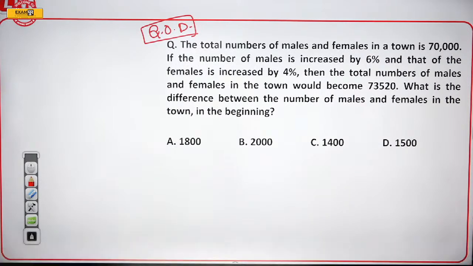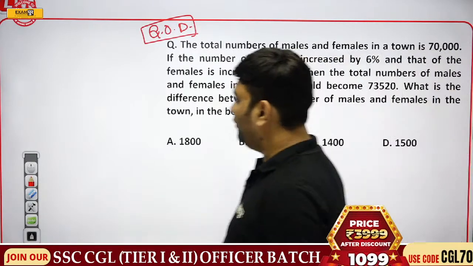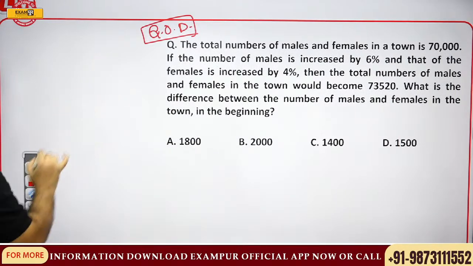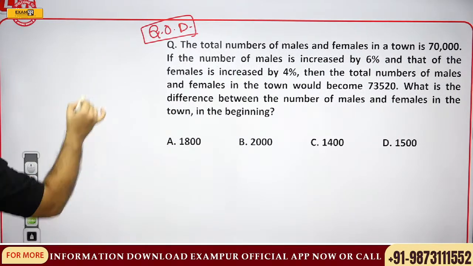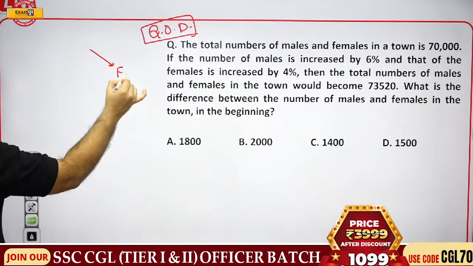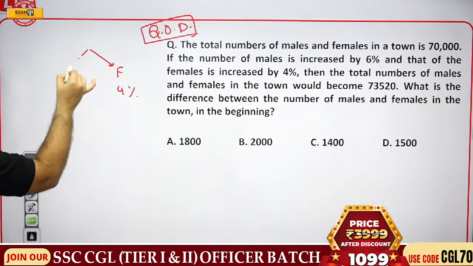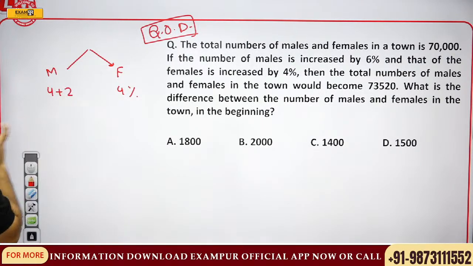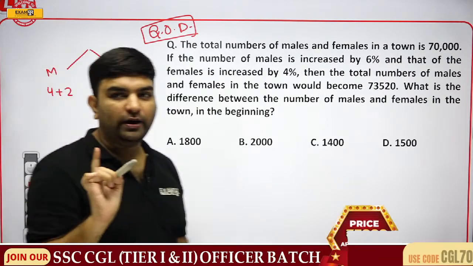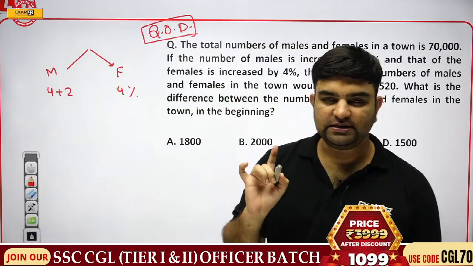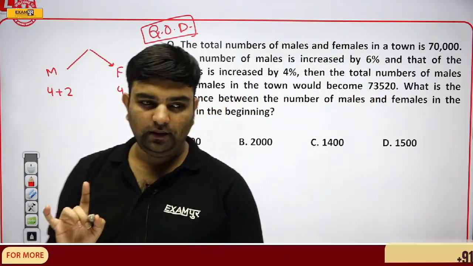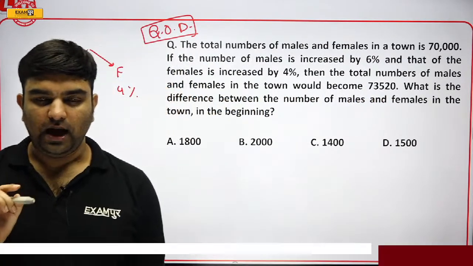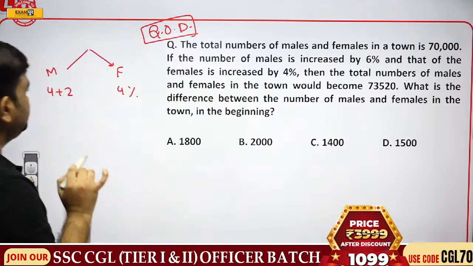Male increases by 6%, female increases by 4%. I am writing 6 as 4 plus 2. Any problem to anyone? If I write 6 as 4 plus 2, any problem to anyone? Because I will form a condition.